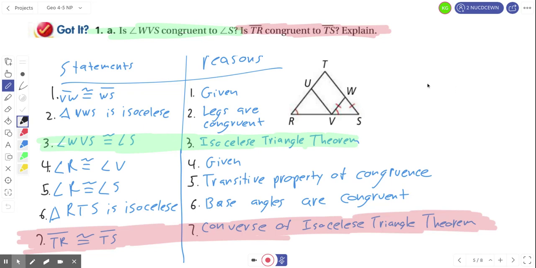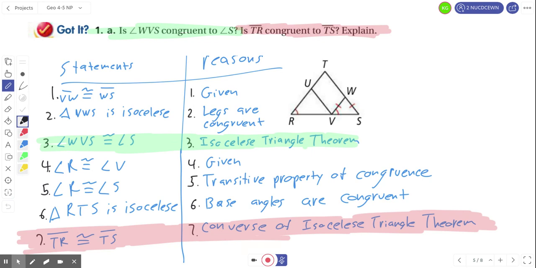Okay, so here's my solution to that last one. Start off with what we're given, which is, well, we're trying to figure out angle S, if it's congruent to WVS. So I'm looking at that little triangle. I'm going to use the fact that they told me those two sides were congruent. Line segment VW is congruent to line segment WS. That is given.